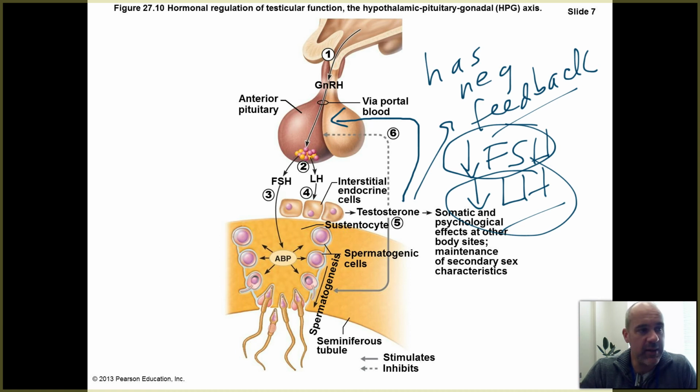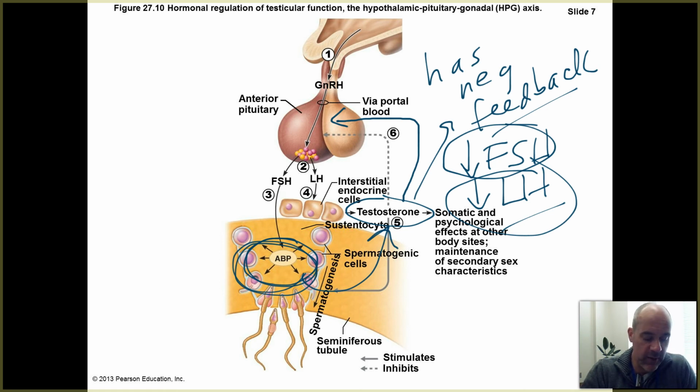Now, offhand, you might think, well, it's not going to have any impact because you need testosterone over here for spermatogenesis. And that's true, you do need it. But the other thing that you need is this ABP over here. Those sustentacular cells in the walls of the seminiferous tubules have to produce ABP to capture this testosterone and keep it locally concentrated within the walls of those seminiferous tubules where sperm cells are forming.